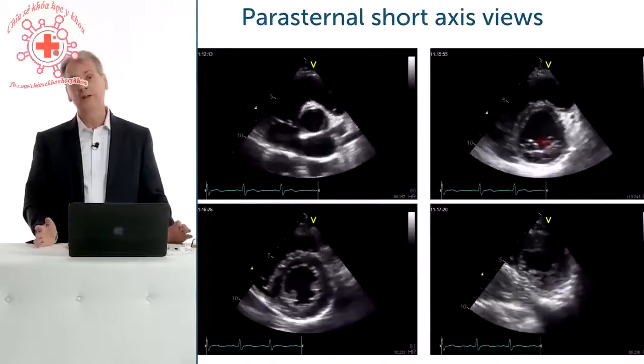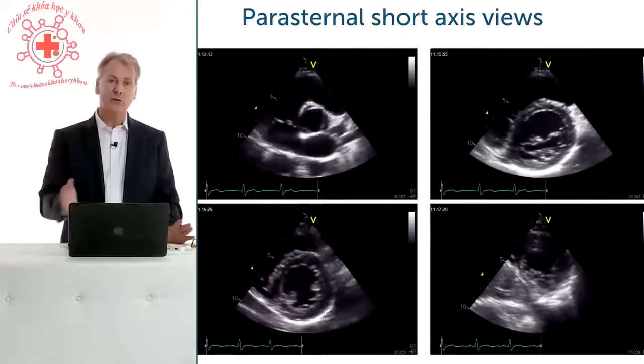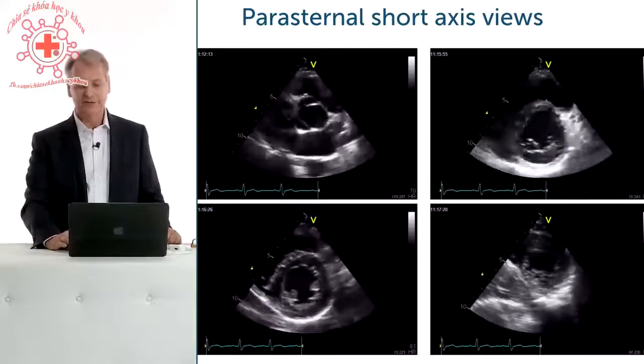Of course, don't forget that there are many views in between and that it's advisable not only to look at the standard views, but to scan through the entire heart to see all the different portions. Good. So that basically summarizes the peristernal window, but we're not done, obviously. In the next chapters, we're going to look at another very important window, the so-called apical window.